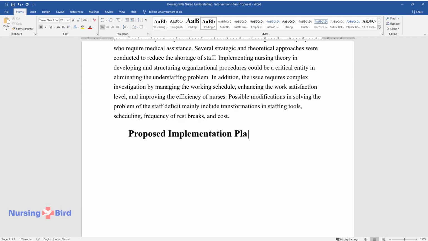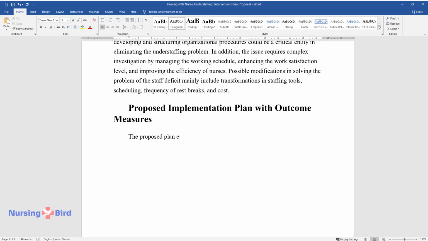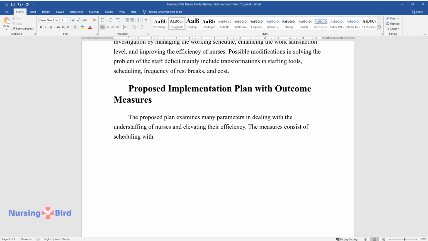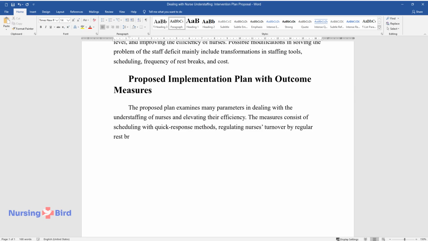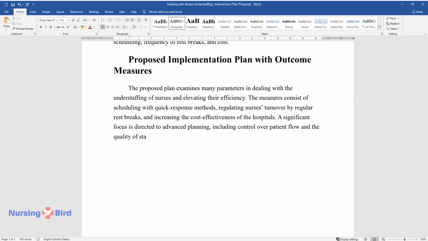Proposed implementation plan with outcome measures. The proposed plan examines many parameters in dealing with the understaffing of nurses and elevating their efficiency. The measures consist of scheduling with quick response methods, regulating nurses' turnover by regular rest breaks, and increasing the cost-effectiveness of the hospitals. A significant focus is directed to advanced planning, including control over patient flow and the quality of staff performance in a plan's implementation.